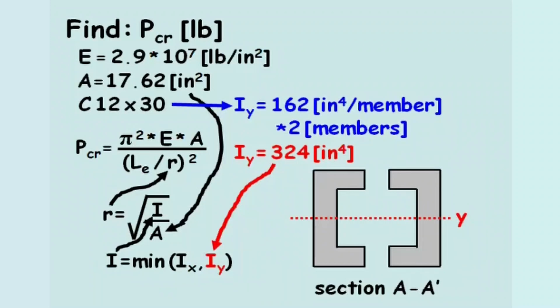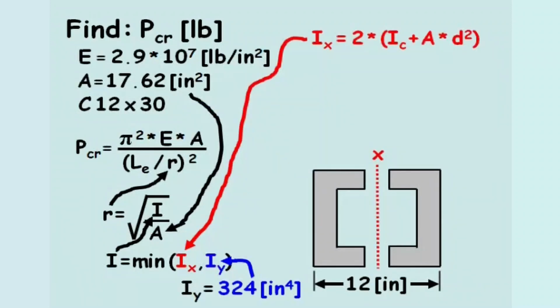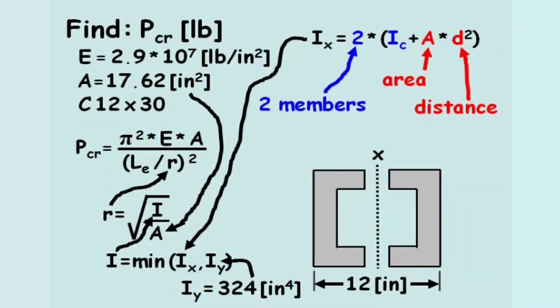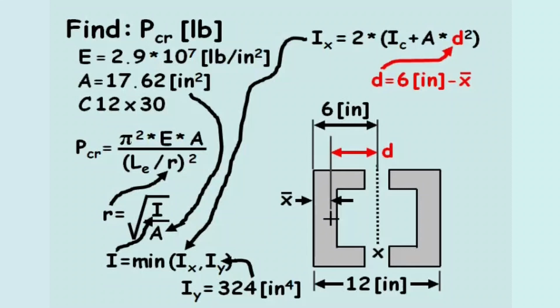To calculate IX, we'll use the parallel axis theorem and multiply the two members by the centroidal area moment of inertia of one member plus the area of one member times the distance squared. In this equation, the distance equals the length between the x-axis and the centroid of the member, measured in a direction perpendicular to the x-axis. Take note, this figure is not to scale.